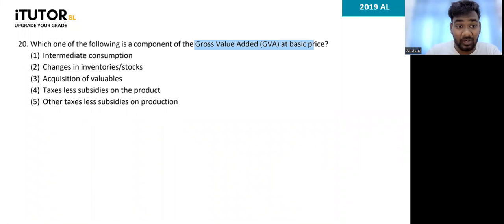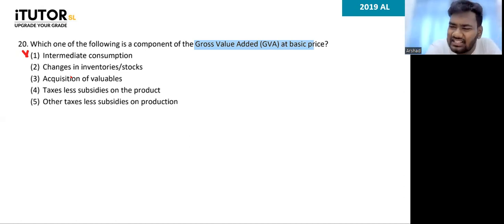Answer number 2, the one that says changes in inventory. Yes, under which approach do you get changes in inventory? Income, output, or expenditure? Changes in inventory. Income, really? Go look at your equation. Changes in inventory comes under the expenditure approach.